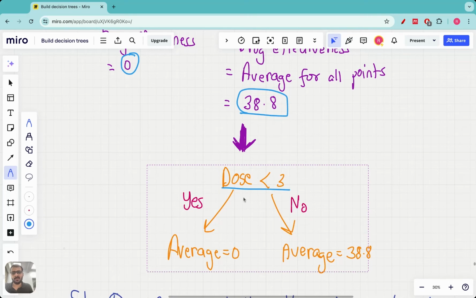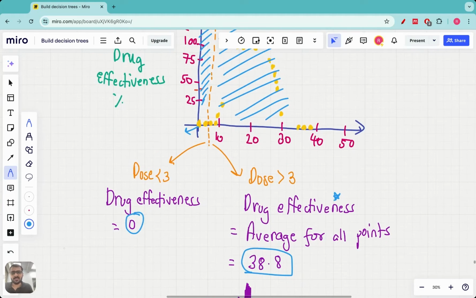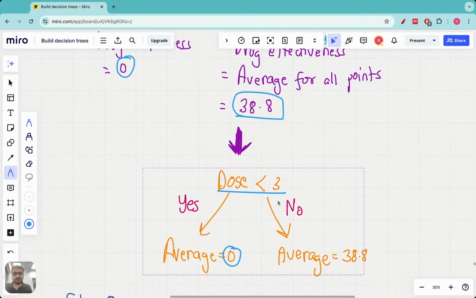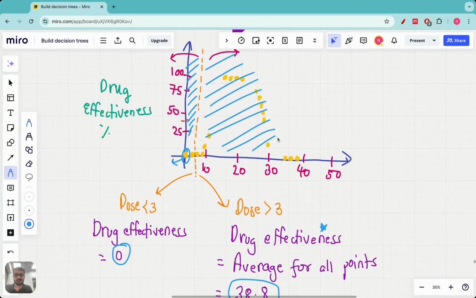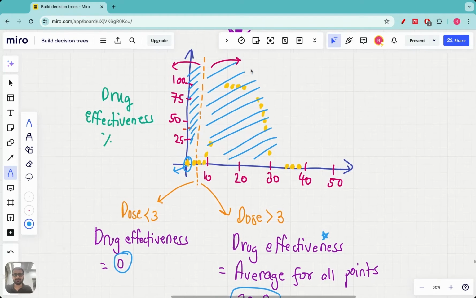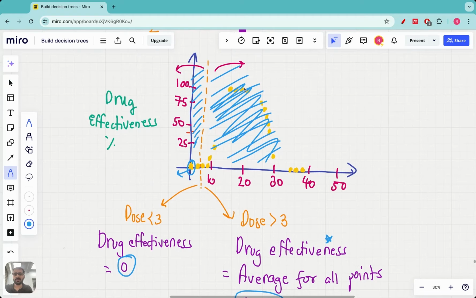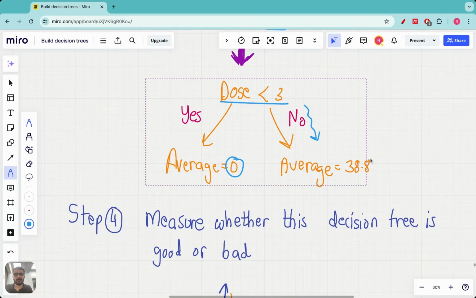If dose is less than 3, if it's yes, we are going to say that the drug effectiveness is the average of all the points on the left hand side. And since there is only one point on the left hand side whose value is 0, we are going to say that the drug effectiveness on the left hand side for dose less than 3 is 0. On the other hand, if we are in the no bucket, which means if dose is greater than 3, then we are going to take the average of all of the patients here on the right hand side, which have been marked with this blue shaded region right now. We are going to take the average of all of them, which turns out to be 38.8.